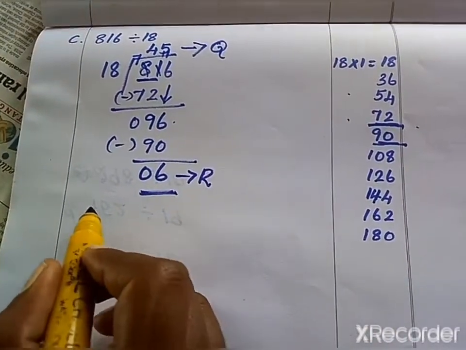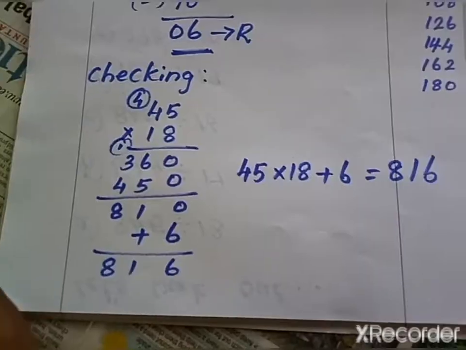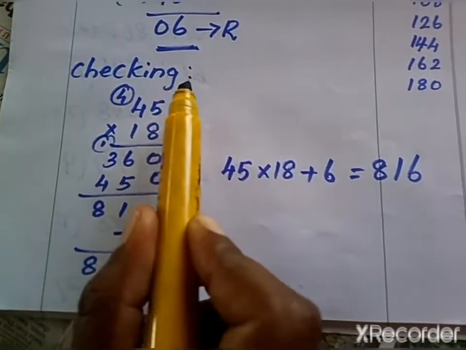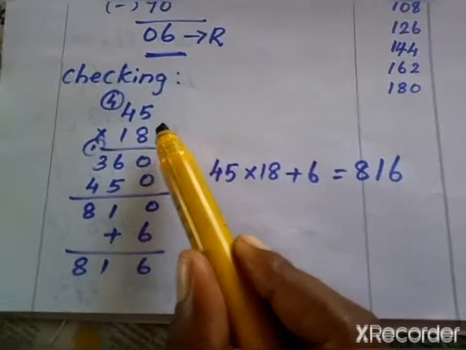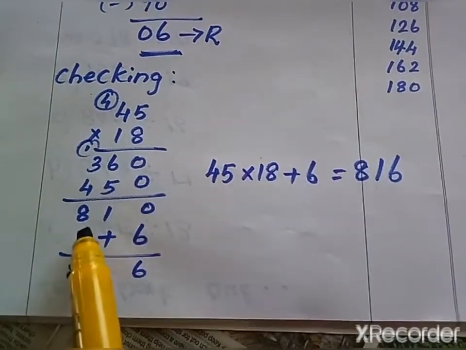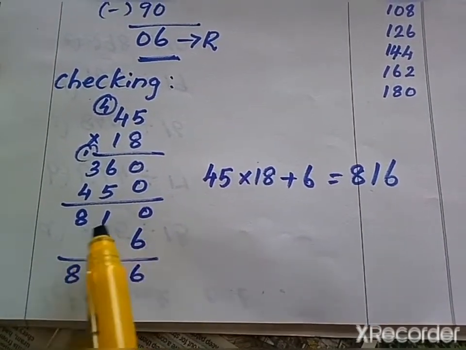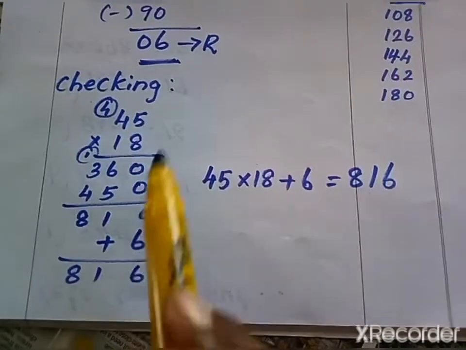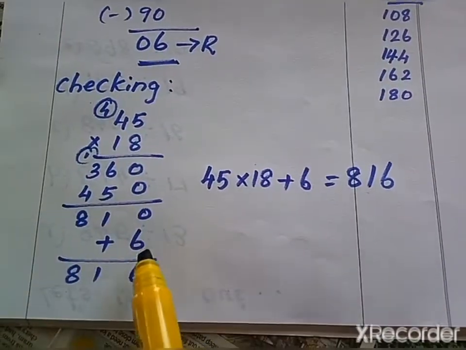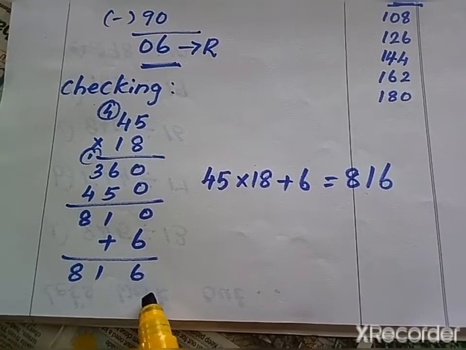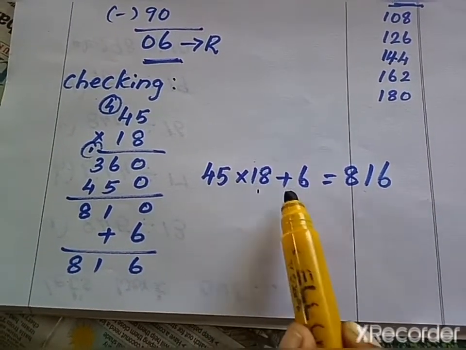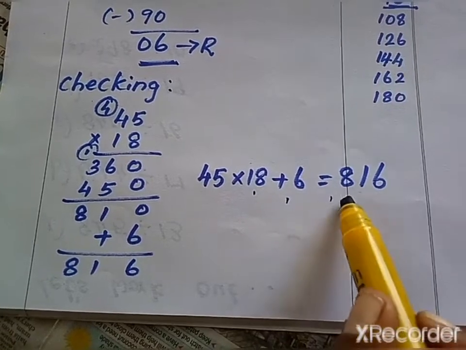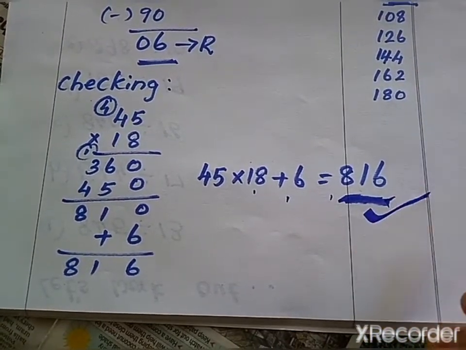So next we have to do the checking. So here to do the checking, we have to multiply the quotient, that is 45, with the divisor 18. So if we multiply, we will get our answer as 810. So along with that, we have to add the remainder, that is 6. So 810 plus 6 is 816. So we can write like this, that is the quotient into divisor plus the remainder, which is equal to dividend. So our division is correct.